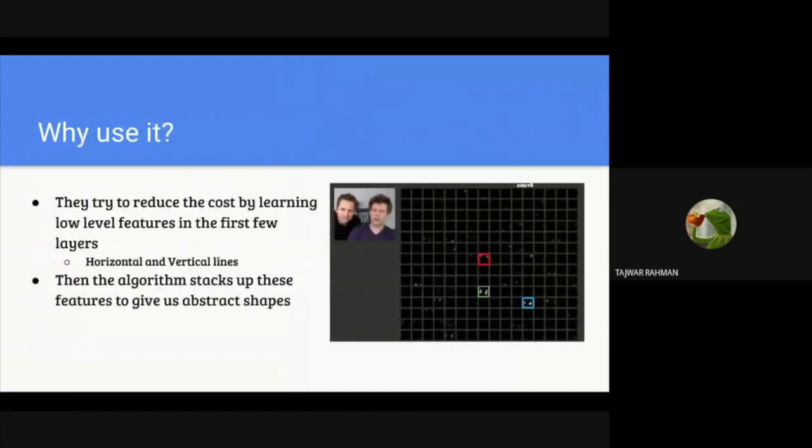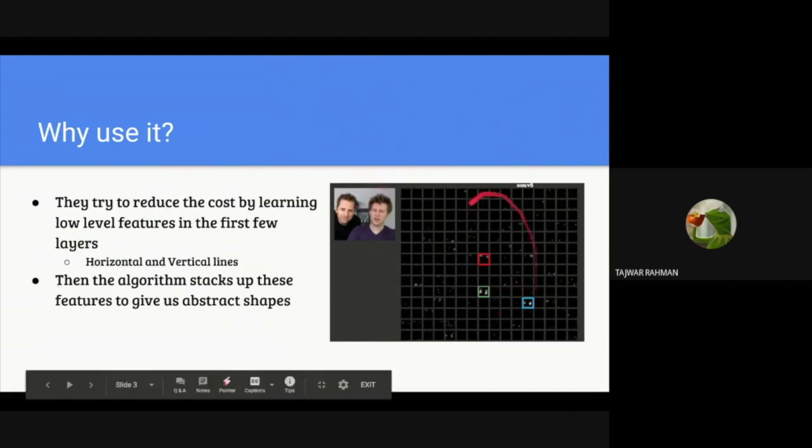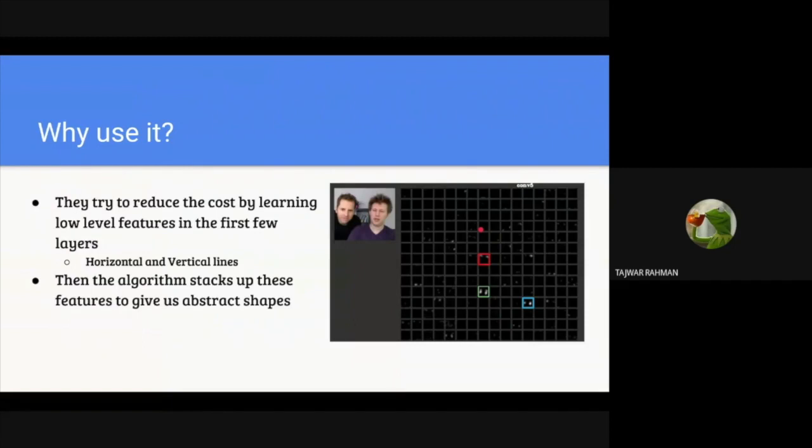Basically, convolutional neural networks try to reduce the cost by learning low-level features, for example, horizontal and vertical lines. Then the algorithm stacks these features to give us an abstract shape, like over here. The red could be representing, I don't know, a hair or something like that. In other words, each concept, like a face, and its components can be distributed among the filters in different layers.